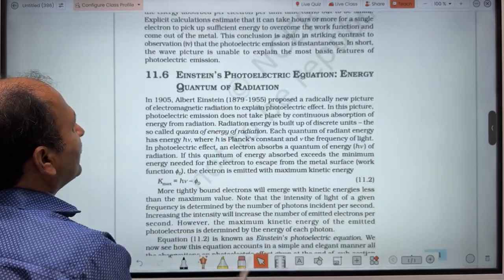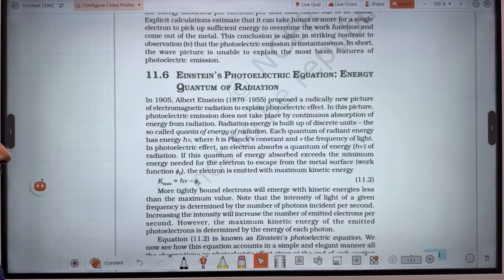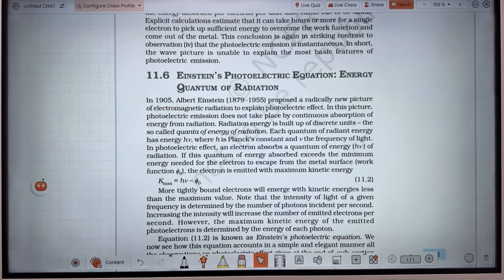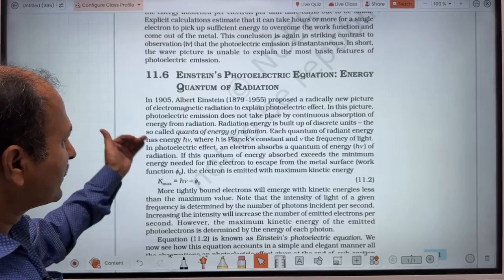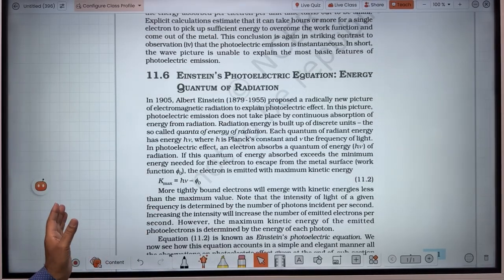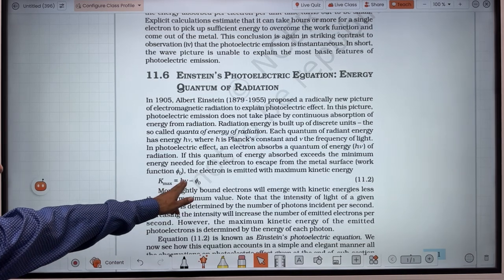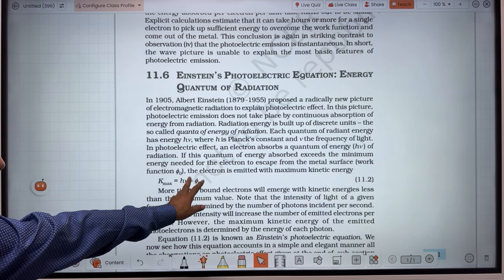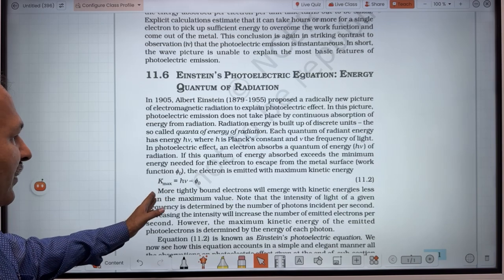Now, we are going to see Einstein's photoelectric equation, energy quantum of radiation. So what is Einstein's photoelectric equation? In this equation, we study that when certain radiation of frequency nu strikes a metal surface, a certain amount of energy is used as the work function and the remaining energy provides the kinetic energy to the photoelectrons. So we can say this is the total energy of incident radiation and phi 0 is the work function. After taking the difference of the two, whatever energy is left will be the kinetic energy of the electrons.